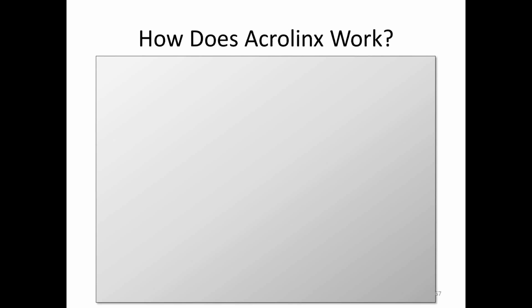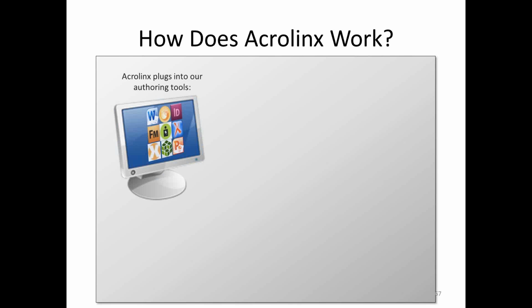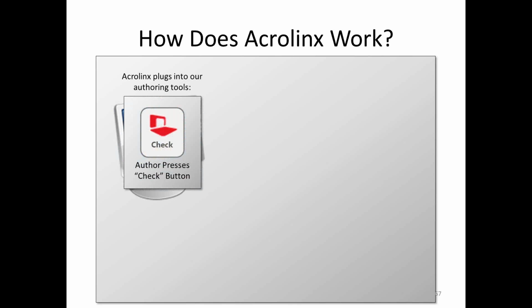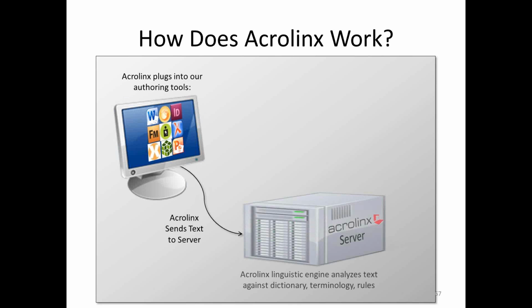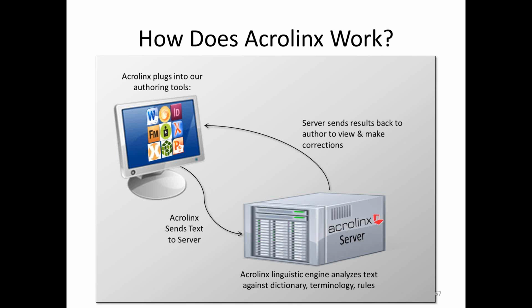How does it work? Very simply, we made this little slide so you could say, it plugs into our authoring tools. When the author presses the check button, Acrolinx sends the text to a server, which checks it against our dictionary, our terminology, our style rules, and all the other things that we do, and sends a result back to the author, so the author can view those results and make corrections. So it's an entirely automated part of the editing process. It doesn't eliminate the need for human editors in many cases, but it relieves them of the low-value work.